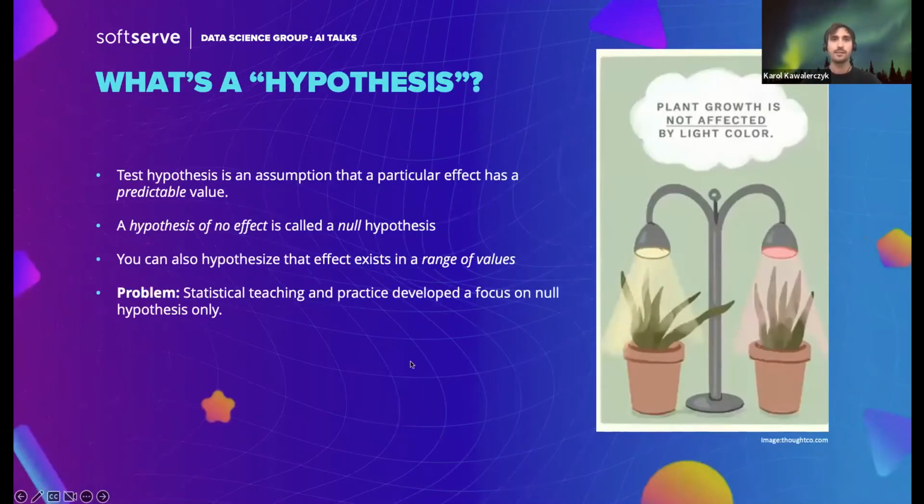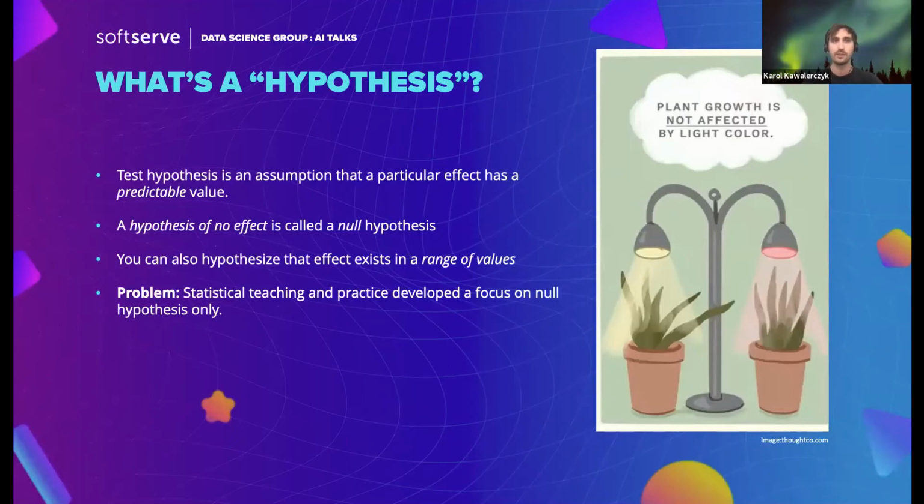So what actually is a hypothesis? Let's start with an example. So we have the picture where we have two plants. Each is illuminated by a different color of light. And we set a hypothesis. The plant growth is not affected by light color.